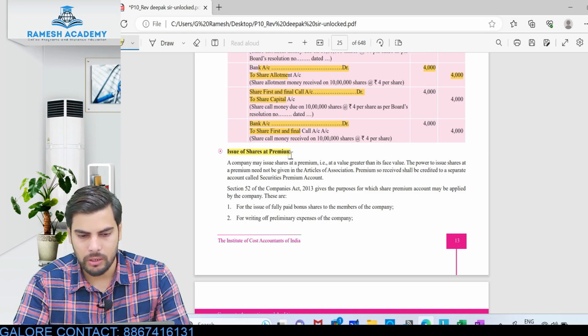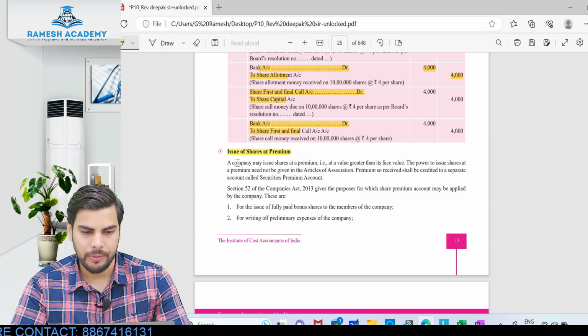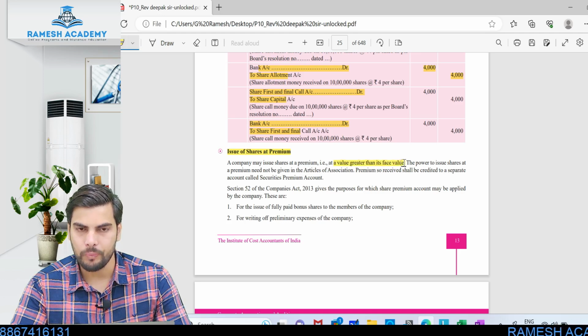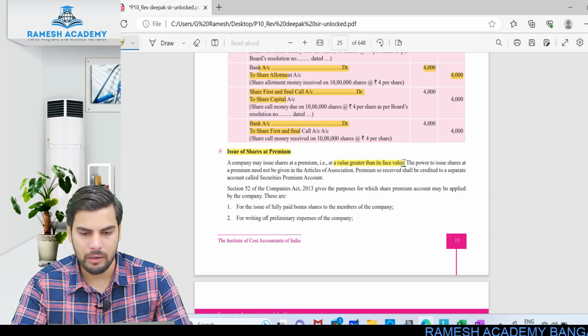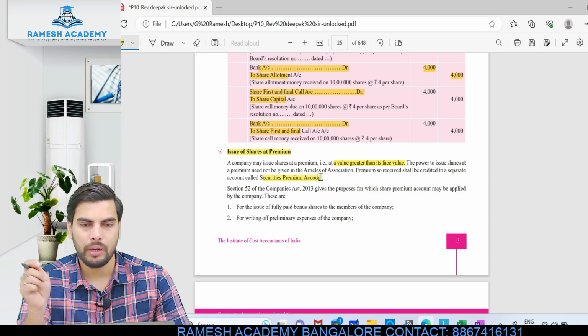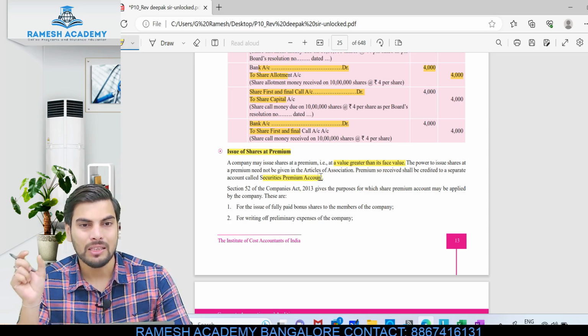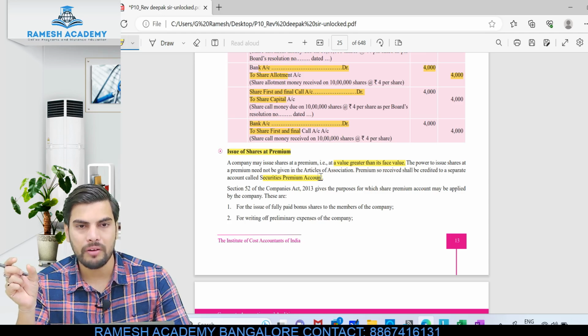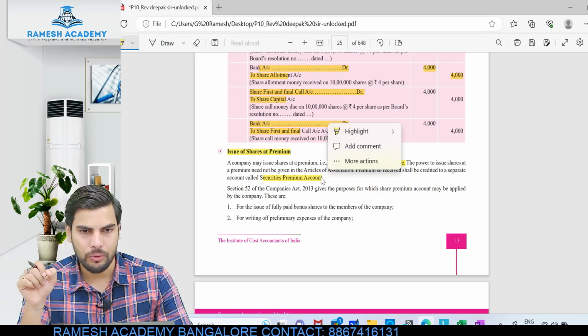Let's look into the information given in your study material. A company may issue shares at premium, that is at a value greater than the face value. Whenever the issue price is greater than the face value, it is treated as shares issued at premium. The power to issue shares at premium need not be given in the articles of association. Premium so received shall be credited to a separate account called the securities premium account. For a 10 rupee share, if we are receiving 12 rupees, this 2 rupees per share will be transferred to a separate account called securities premium account.